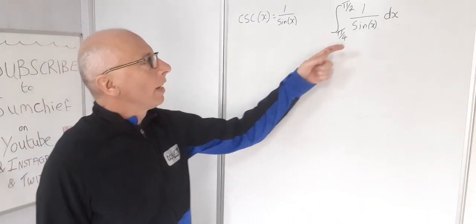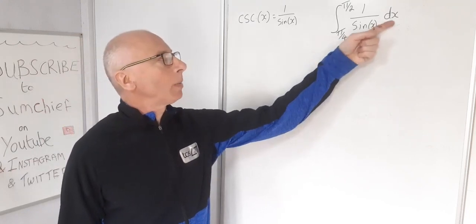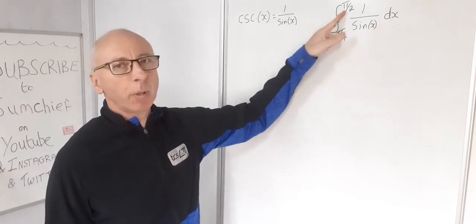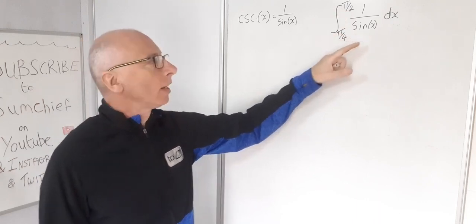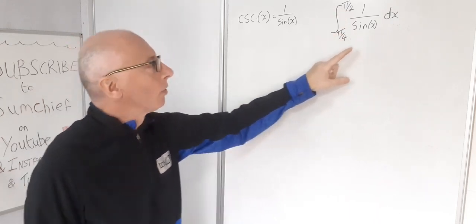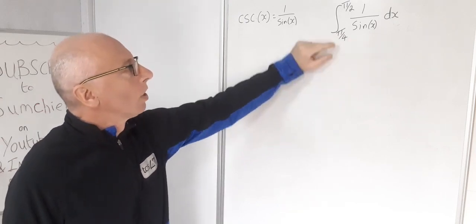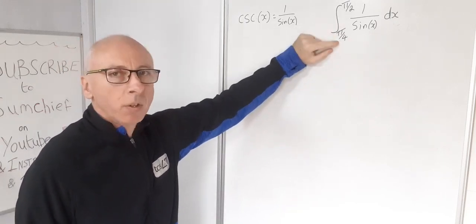Okay, so we've got an integral here, 1 over sine x with respect to x from pi over 4 to pi over 2. Now this looks quite like an innocent integral here, but it's got lots of problems involved in trying to integrate this function. Luckily our range is pi over 4 to pi over 2.